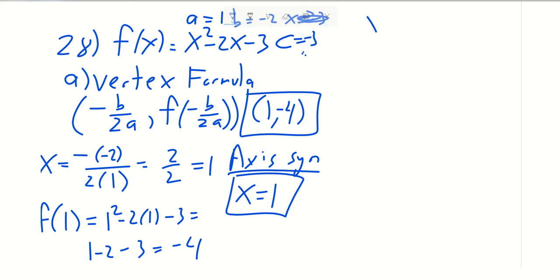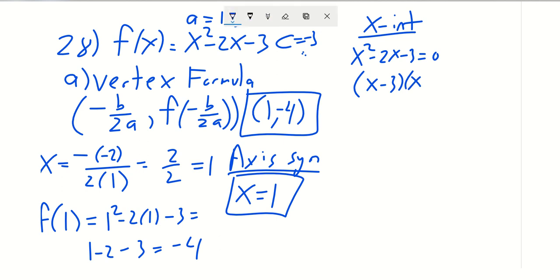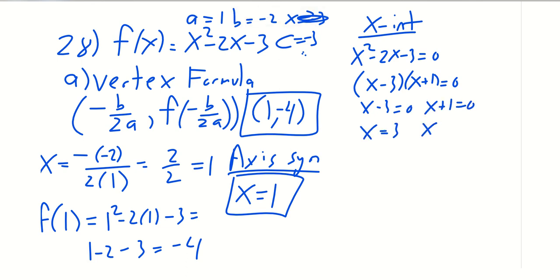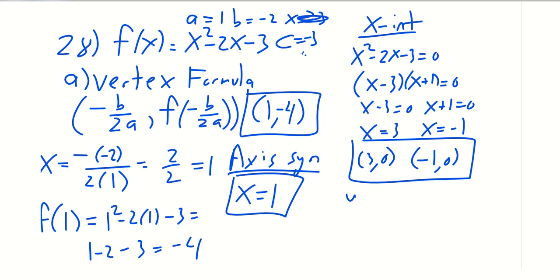To find the x-intercepts, you set the function equal to 0 and solve. So x squared minus 2x minus 3 equals 0. This factors as (x minus 3) times (x plus 1) equals 0. Set each factor equal to 0 individually, and we get x equals 3 and x equals negative 1. These x-intercepts are points, so let's write them in point format. That's (3, 0) and (negative 1, 0). So those are our x-intercepts.